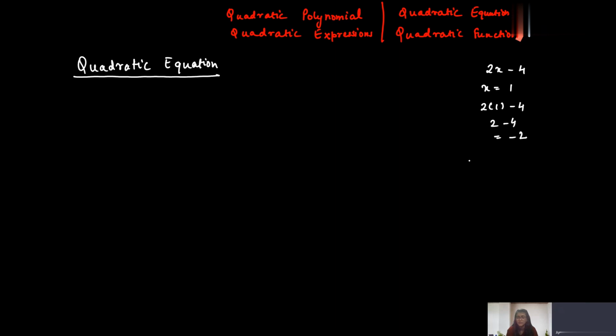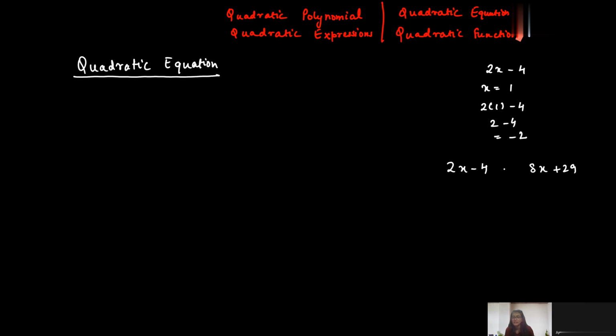The difference is there's nothing on the other side, though, in an equation. Exactly. The exact difference is, when two expressions become equal, then you get an equation. For instance, I'm taking one expression, 2x minus 4. Can you tell me one more expression? Any expression. 8x plus 29. This is one expression, this is another expression.